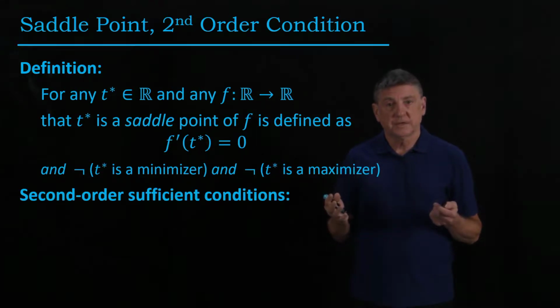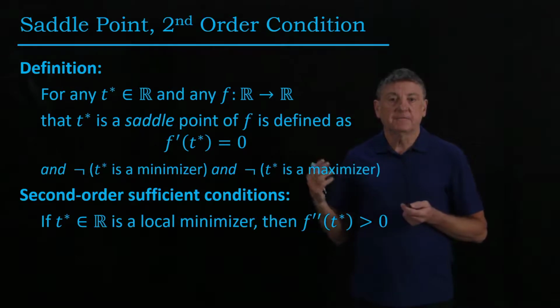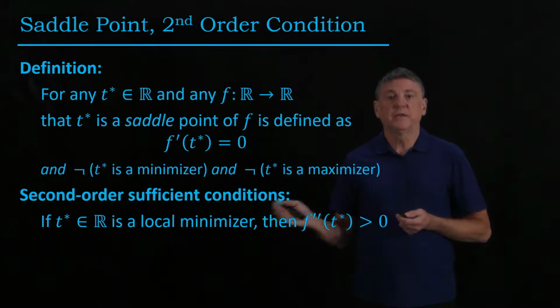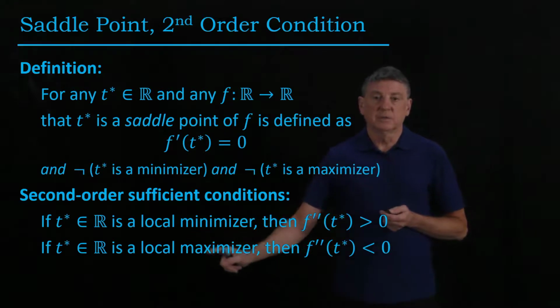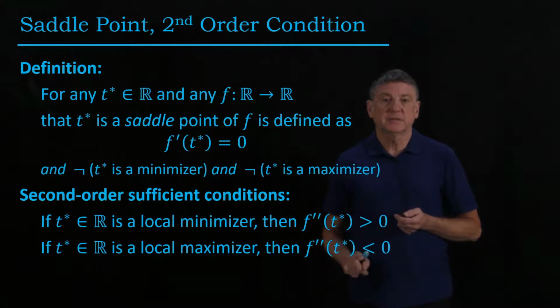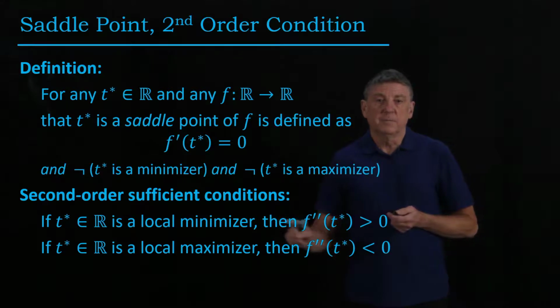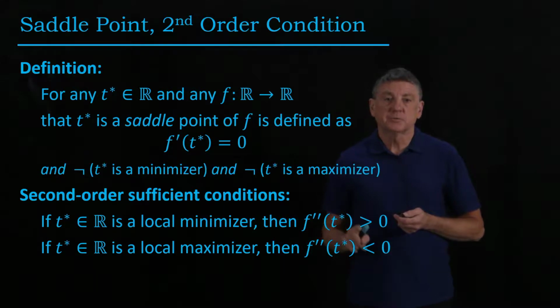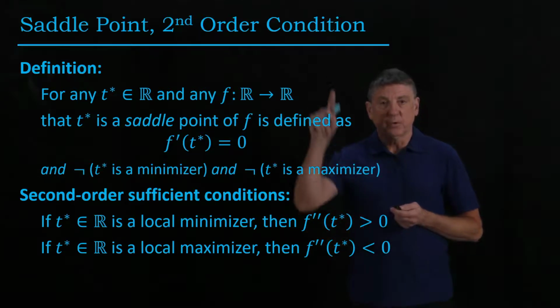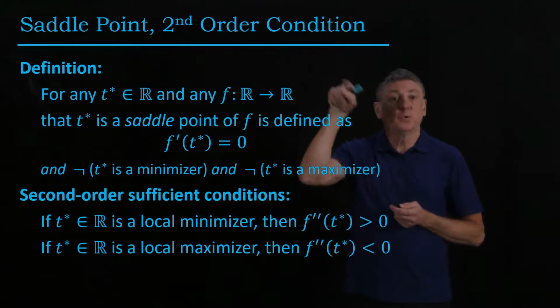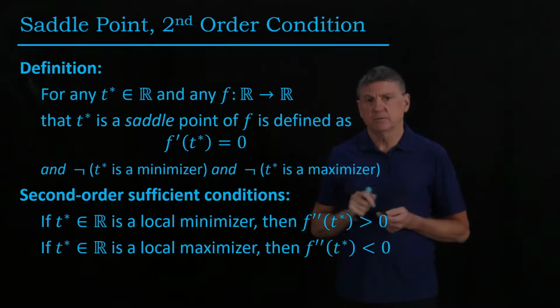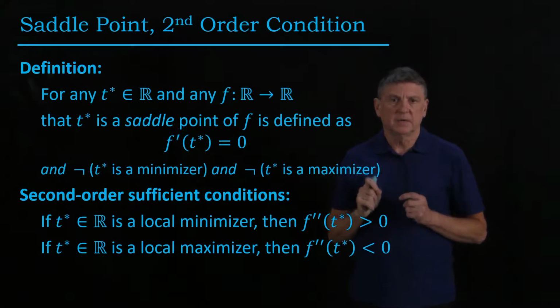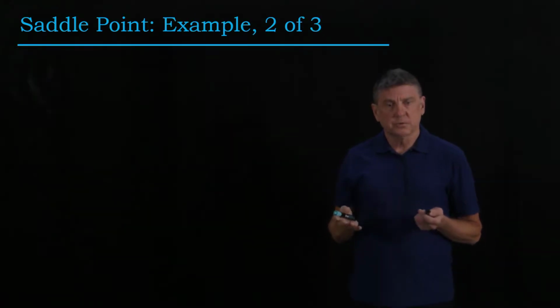A second order sufficient condition is that if a stationary point is a local minimizer, then its second derivative is strictly greater than 0. And similarly, if it's a local maximizer, then its second derivative is strictly less than 0. For the minimizer, the second derivative being strictly greater than 0 at that stationary point means that it's a convex function. It's pointing upward. And here, it's pointing downward. And a saddle has neither of those conditions that apply. So let's go through a numerical example.